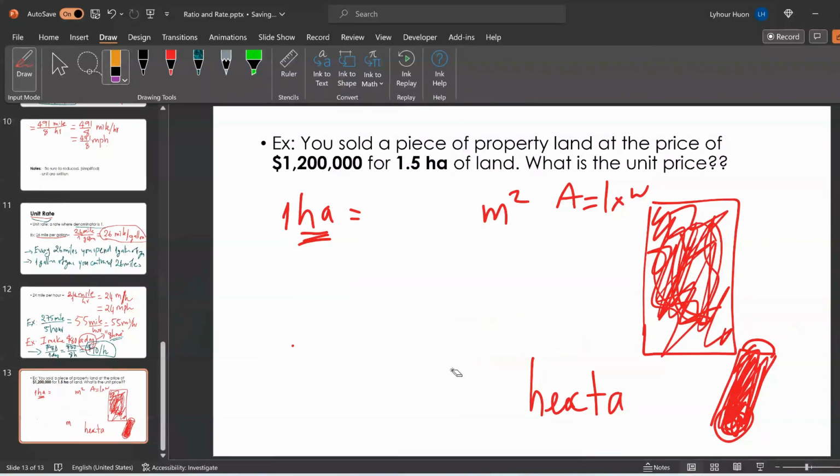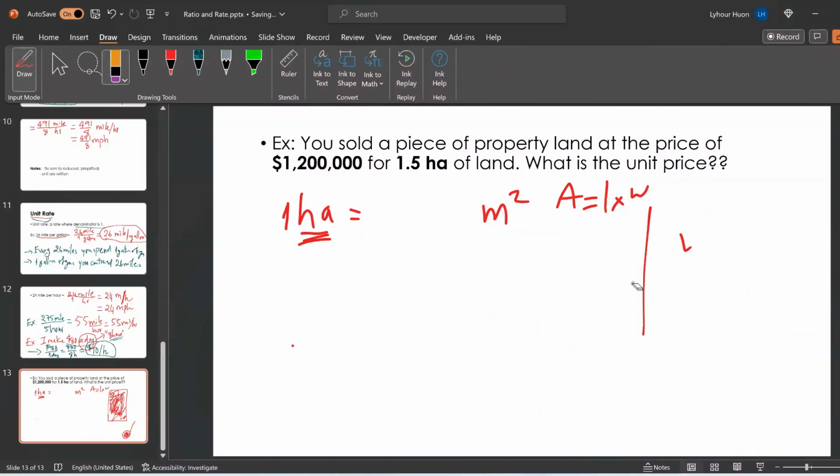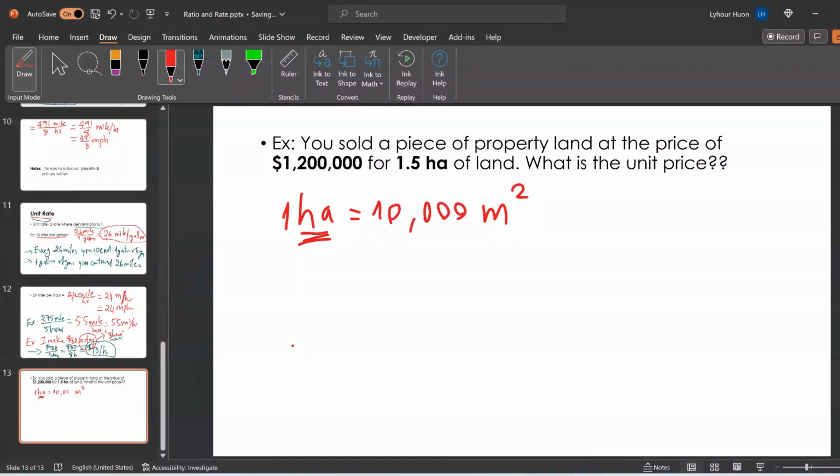But for this exercise, it's not likely to be more complicated. It's just how you convert the hectare into square meters. I don't know how to convert hectare to meter square. Okay, so 1 hectare equal to 10,000 meters. So this is the unit of conversion from hectare to meter square. So 1 hectare equals 10,000 meters squared.